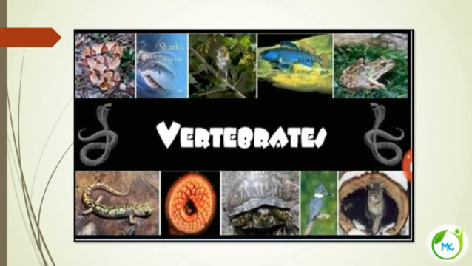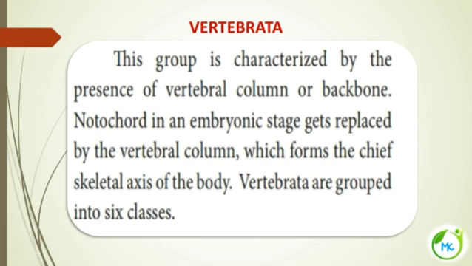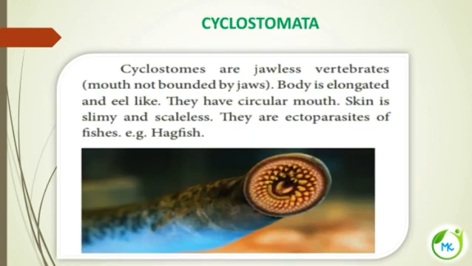Next, coming to vertebrates. This group is characterized by the presence of vertebral column or backbone. The notochord which is found in the embryonic stage of the animal gets replaced by a vertebral column. And this vertebral column is going to form the chief skeletal axis of the body. And vertebrata are grouped into 6 classes. The first class is Cyclostomata.